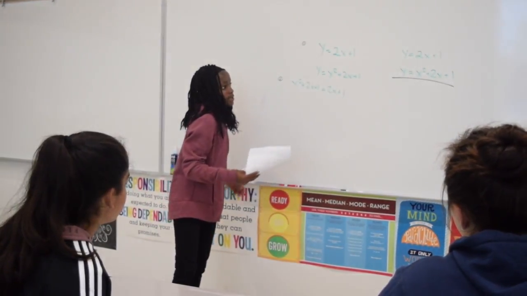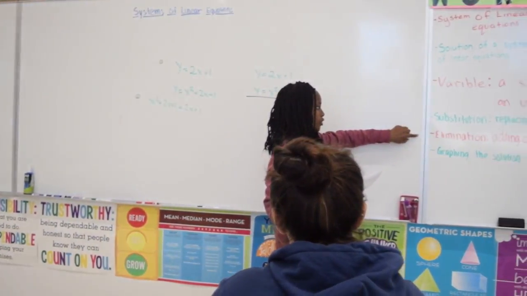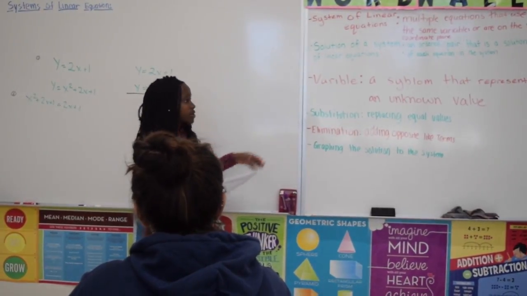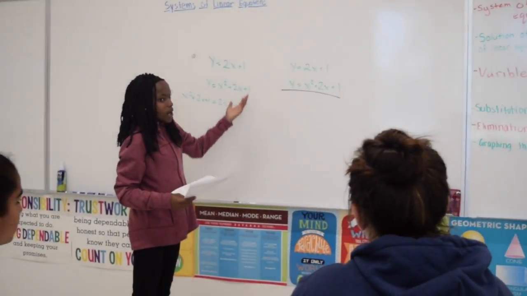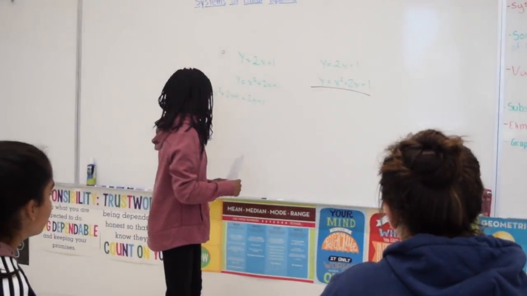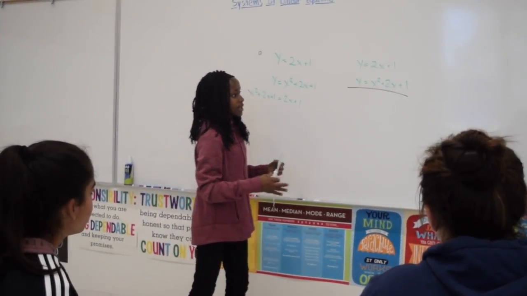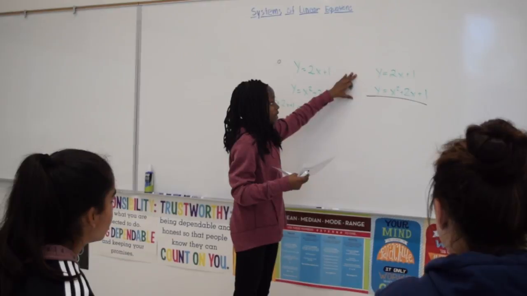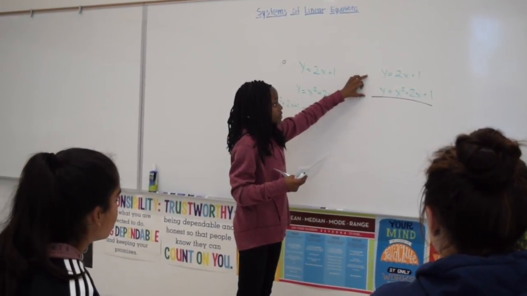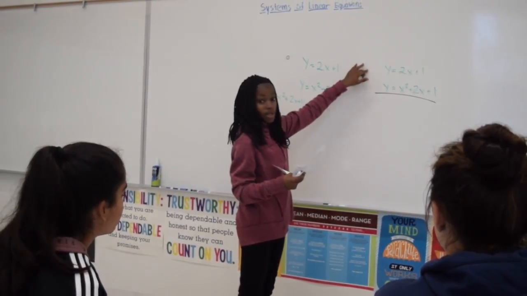The other method is elimination. Your goal is to add opposite-like terms. So here, there's no opposite-like terms, right? To get opposite-like terms, you have to take one of the equations and multiply it by a number that will cause you to get an opposite-like term from one equation to the other.